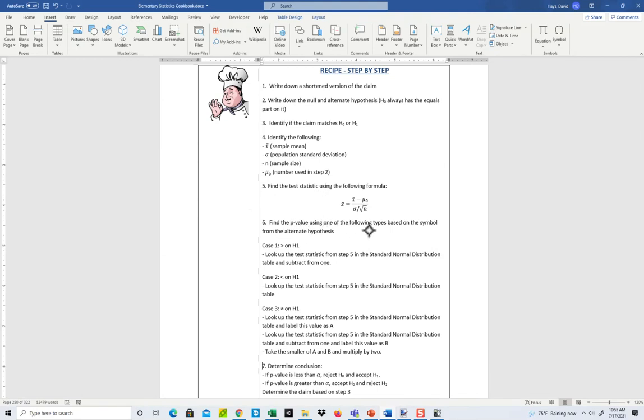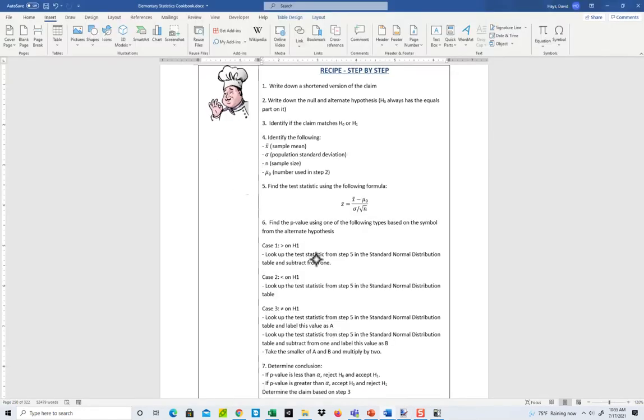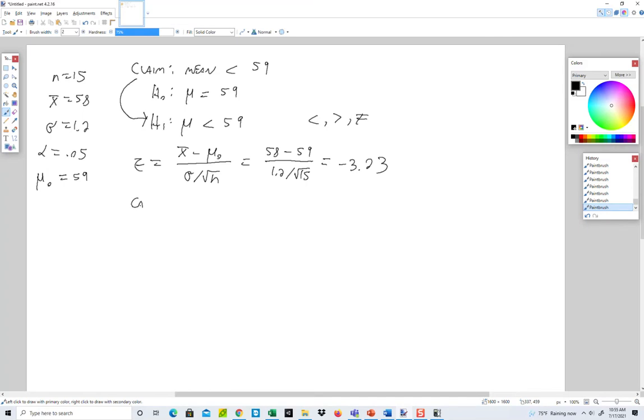Then we're going to find a p-value using one of the following types based on the symbol from the alternate hypothesis. From our alternate hypothesis, we have a less than on it. So if I come down here and look, first case is greater than, second case is less than, third case is not equal. So we're going to look at case 2.